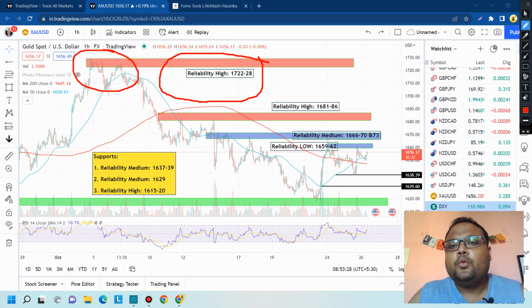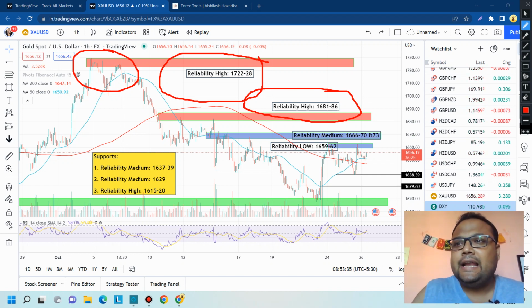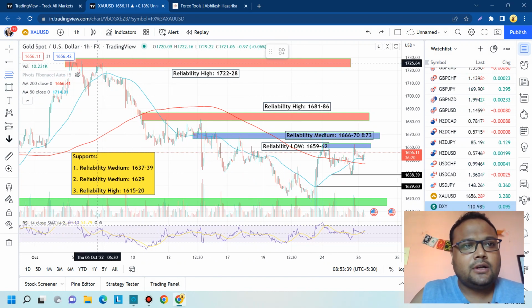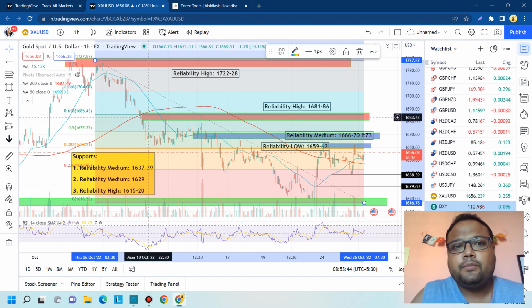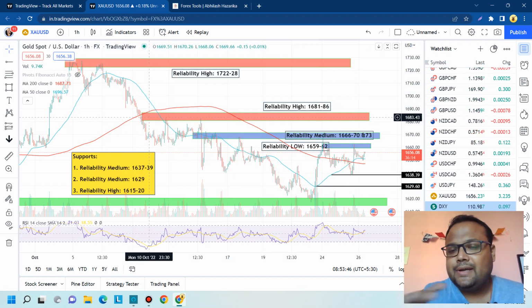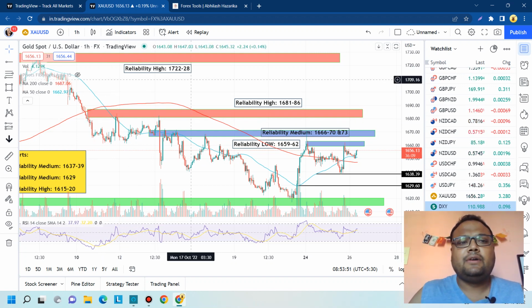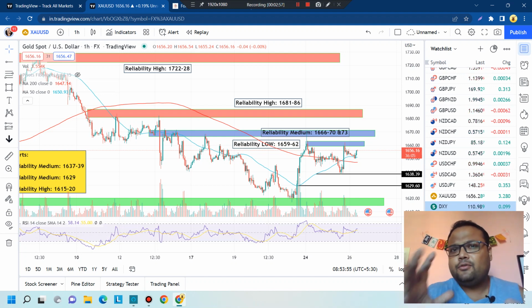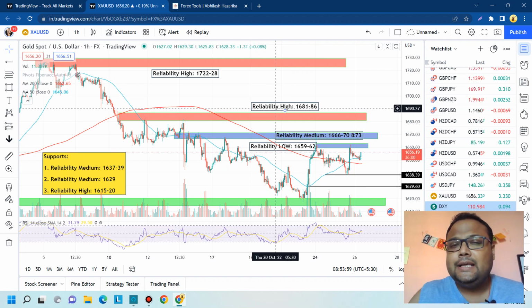But before that we have 1681 to 86. This is a big zone, but yes, 1681 to 86 is also an important resistance in the market because of a Fibonacci retracement level. You can see we have the Fibonacci 61.8% retracement as well as previous price rejection. If we combine both factors here, then 1681 to 86 is a resistance zone in the market, and you can see that the reliability is also very high.